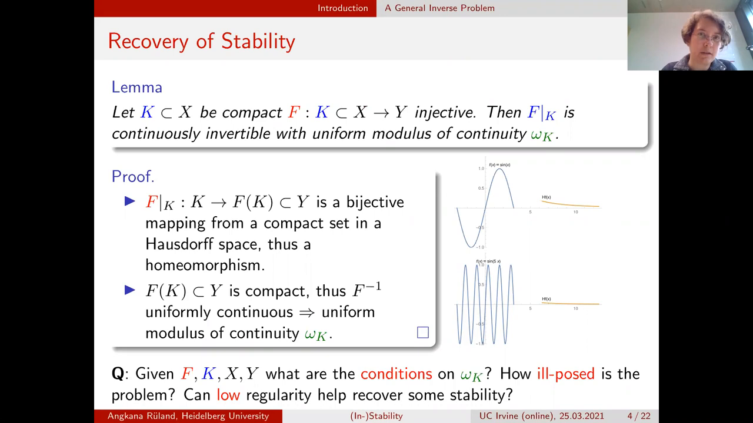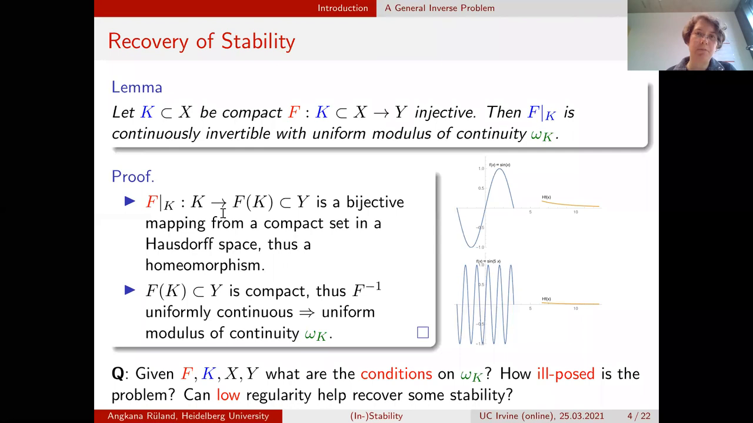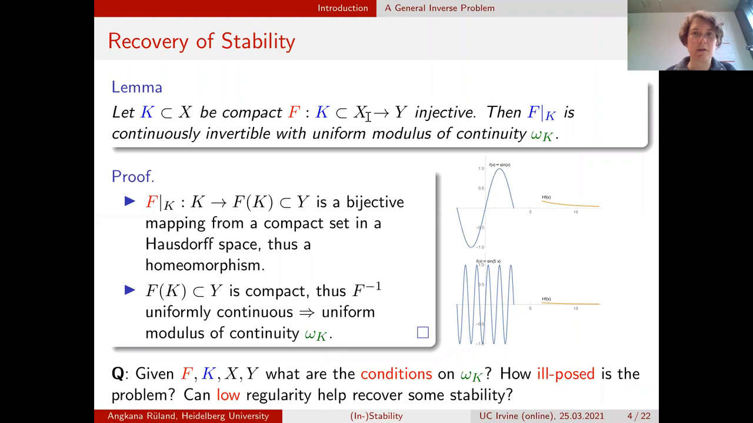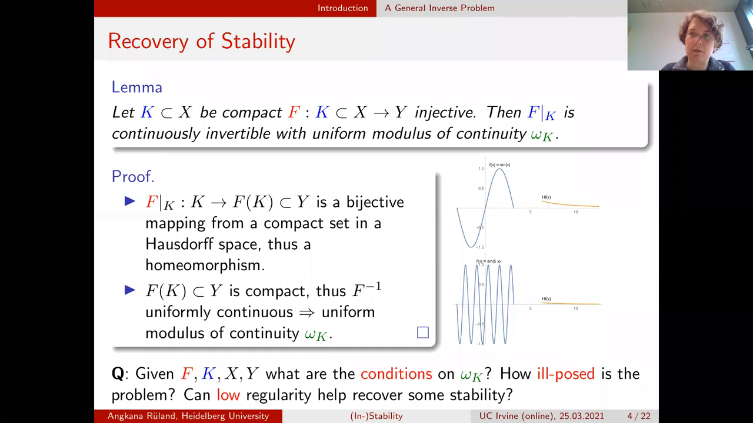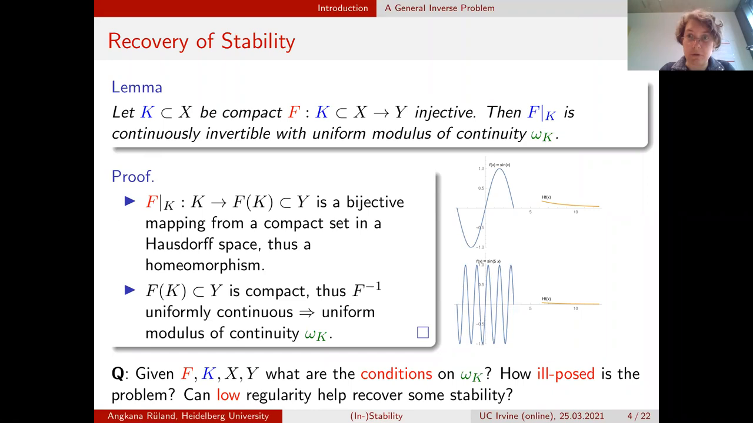One can simply say, okay, instead of looking at this mapping from this infinite dimensional, say Banach or Hilbert, space X to the space Y, let's restrict ourselves to a compact subset of this space X. Then by general topological nonsense, if you like, you will immediately get that the restriction of this operator to this compact set K is continuously invertible with a uniform modulus of continuity omega K. And so in this Hilbert transform situation, you're not allowing too oscillatory data. This maybe you don't allow, but this you may still allow.